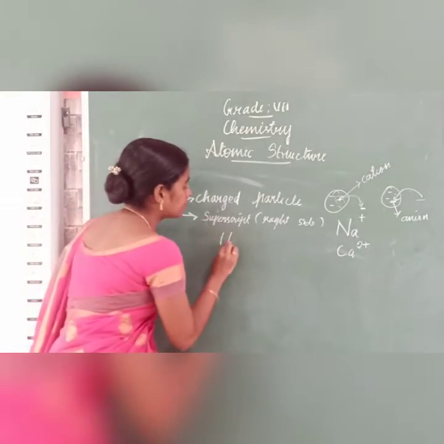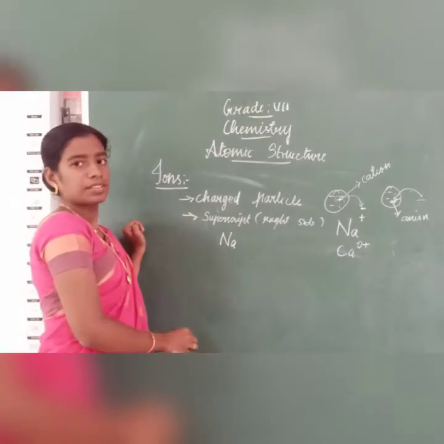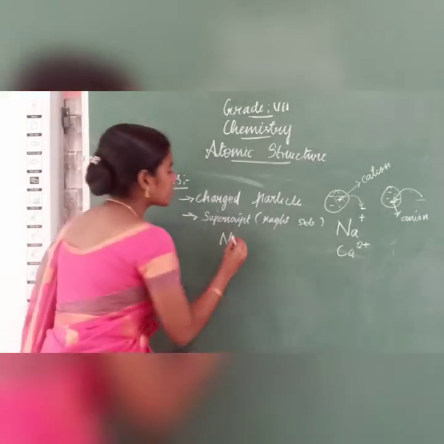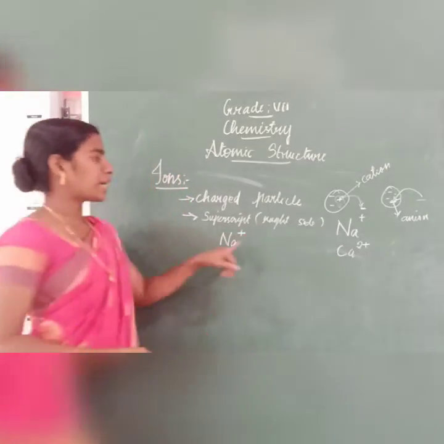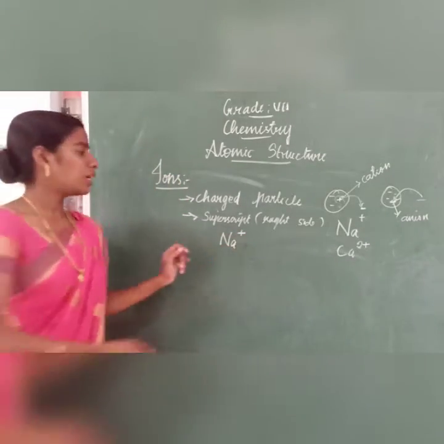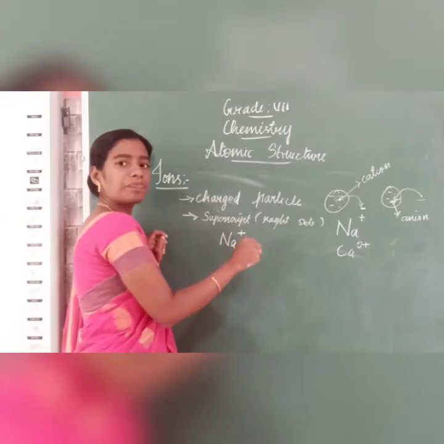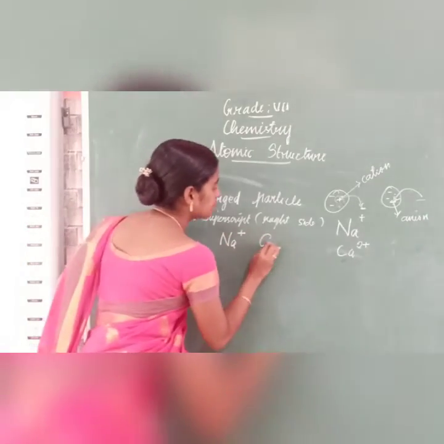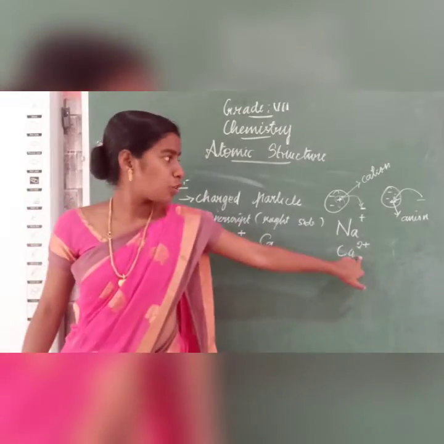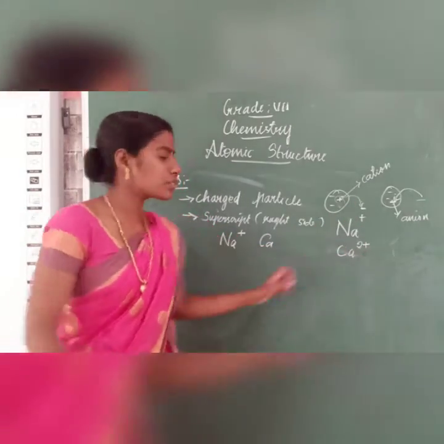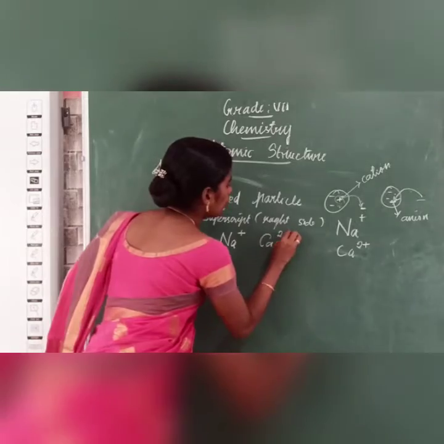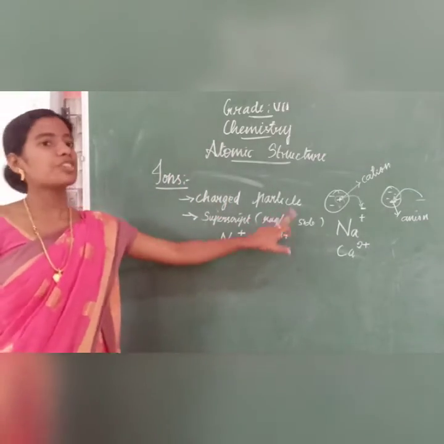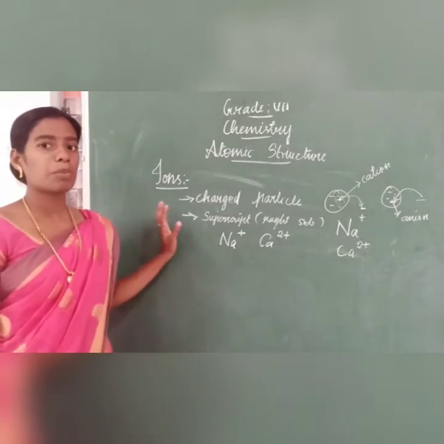Consider sodium. It is losing 1 electron, so it is becoming a cation. Only 1 electron, so we are simply putting the plus. Now consider this example, calcium. It is losing 2 electrons, so 2 plus. We have to represent it like this in the superscript. Understood about ions?